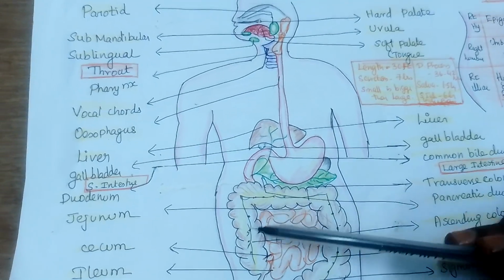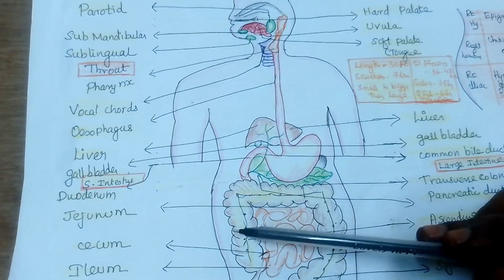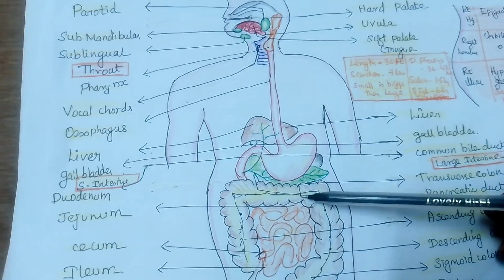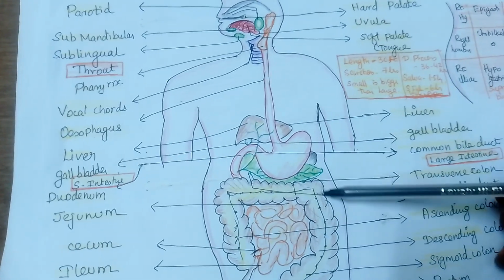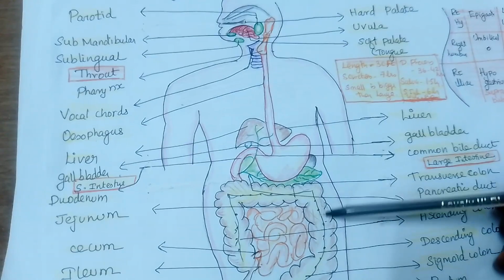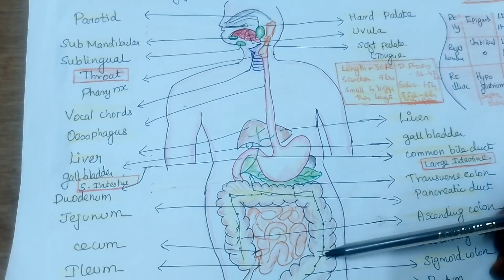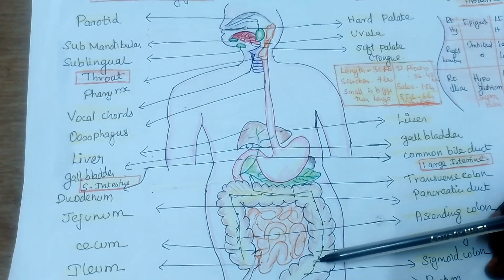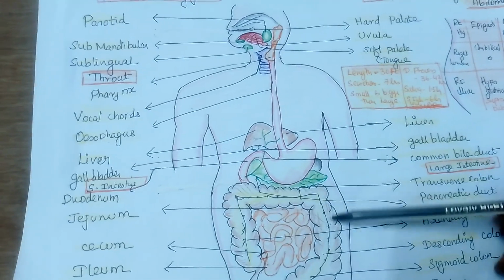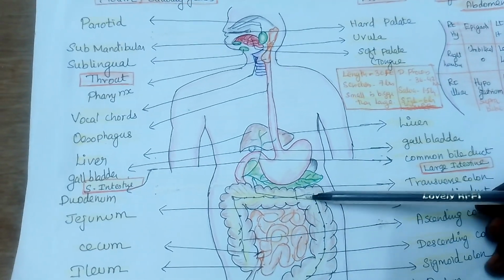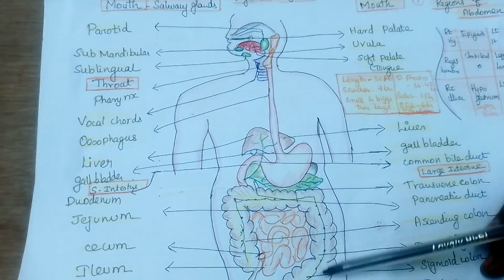It extends from the hepatic flexure. This area is called the hepatic flexure. It extends and forms to the splenic area. This is also the splenic flexure, and it extends downwards. It's called the descending colon. It is also 25 centimeters in length, coming from the splenic flexure. The length will vary from individual to individual.